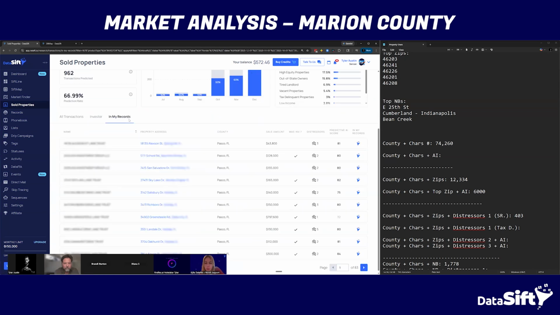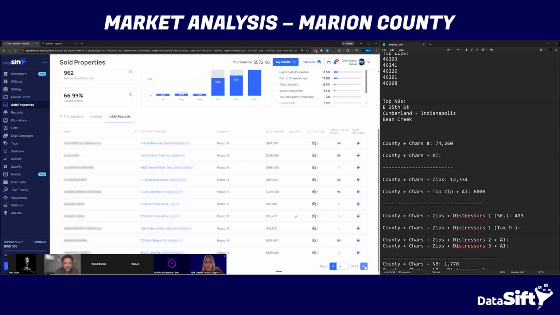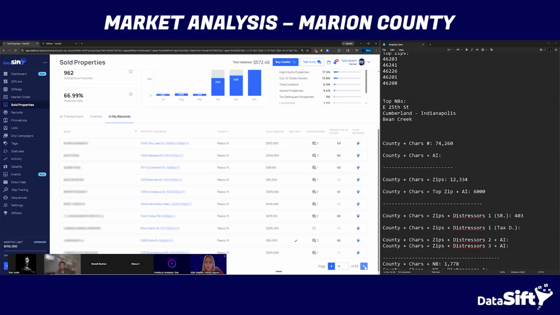If I click on in my records right here, you can see all of the records that sold and which ones were to investors with this little checkbox. All of those sold to investors. Some of them didn't, of course, and they sold in general. The question is, did I get a hold of them or not?